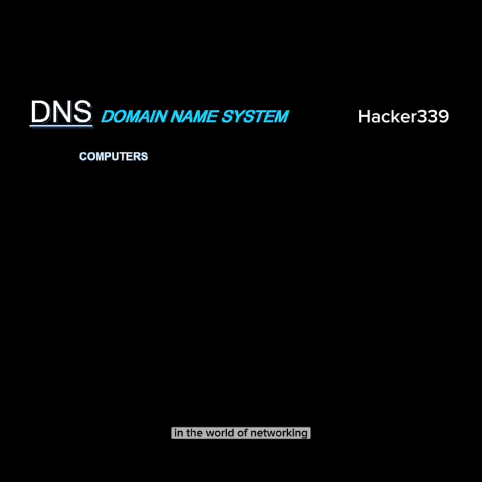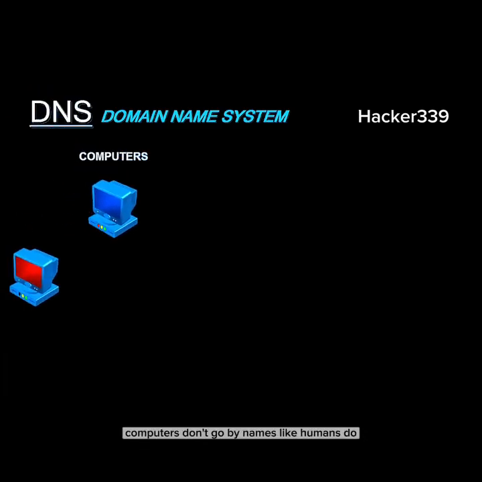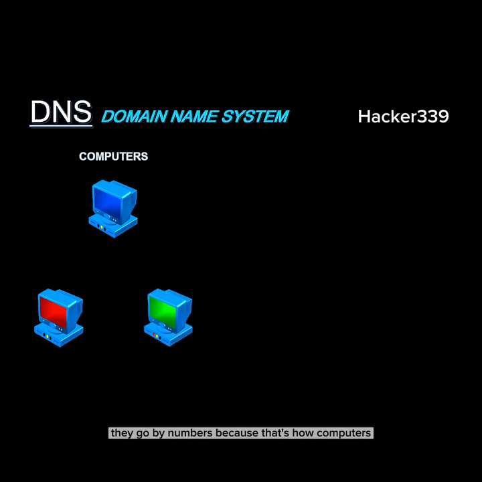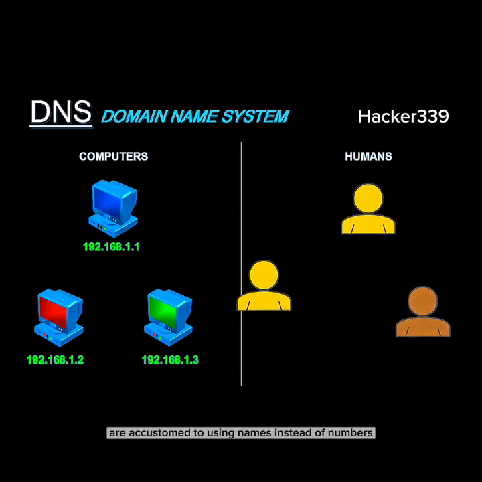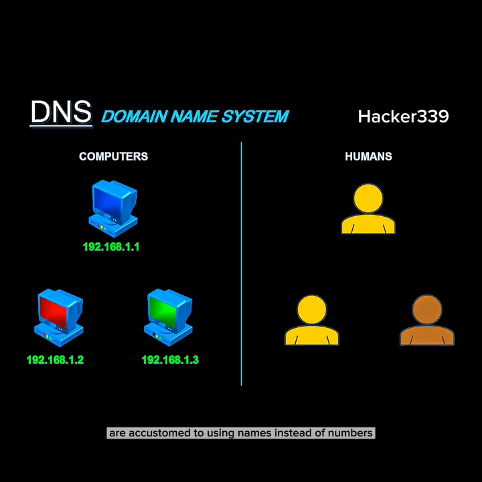In the world of networking, computers don't go by names like humans do. They go by numbers. Because that's how computers and other similar devices talk and identify with each other over a network, which is by using numbers such as IP addresses. Humans, on the other hand, are accustomed to using names instead of numbers.